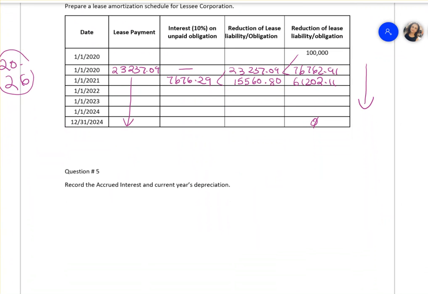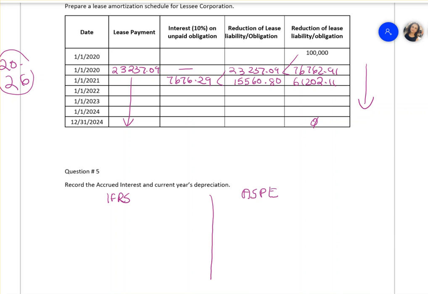Now, every year, it doesn't matter if the residual value is guaranteed or not guaranteed, or it's 0, we still have to record accrued interest using IFRS. If the company is public, then it's IFRS. If the company is a private company, they will be using ASPE.